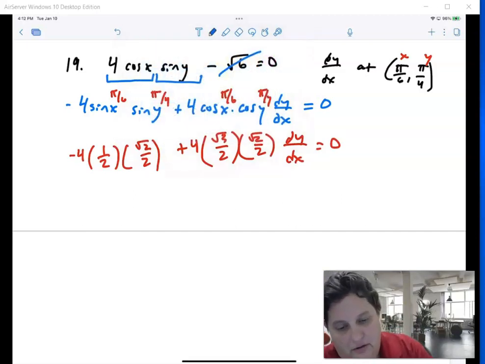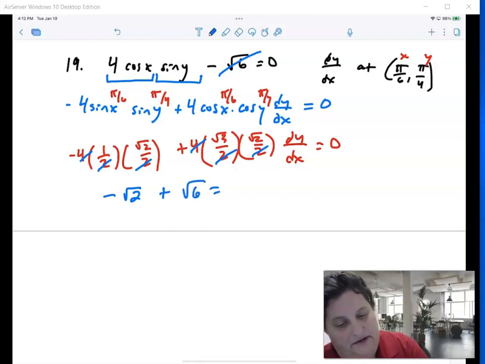Okay, so 2 and 4, those will cancel out, so that's cool. So that's negative root 2. 2 and 2 and 4 cancel out, so that's plus square root 6. Sorry, this one has a dy/dx on it, equals 0. I'm going to add the square root 2 to both sides.